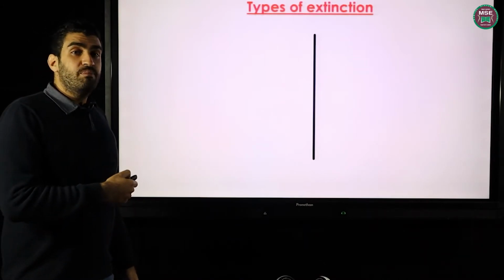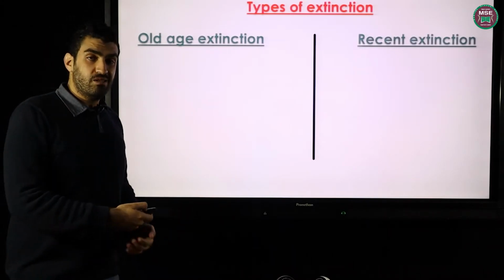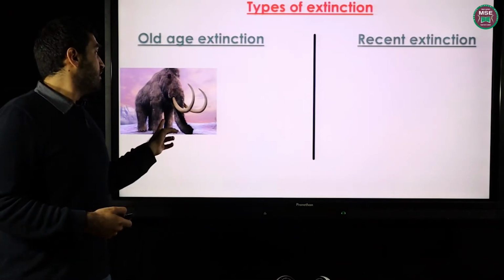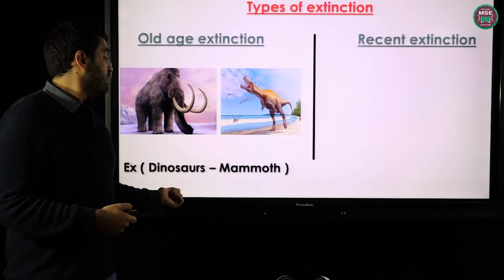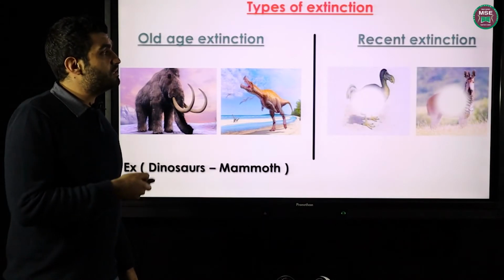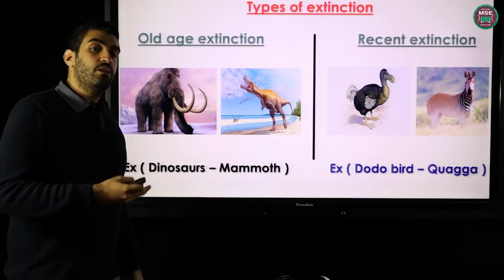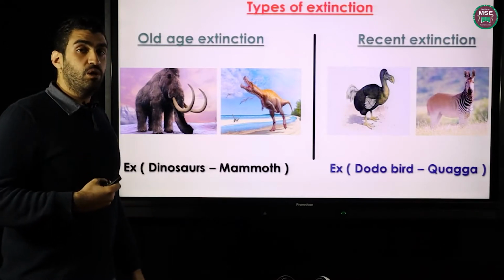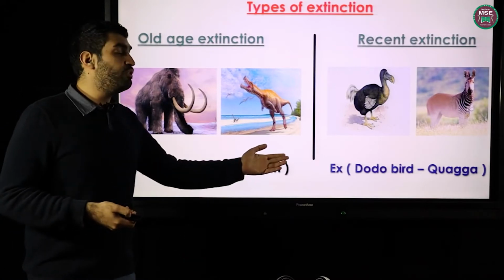Now we'll talk about the types of extinction: old age extinction and recent age extinction. In the old age, examples of extinct species are mammoth and dinosaurs. Recent extinction, like dodo bird and quagga. So when I ask you to complete, "blank and blank are extinct species in old ages," you will say dinosaur and mammoth. In the recent age, you will say dodo bird and the quagga.